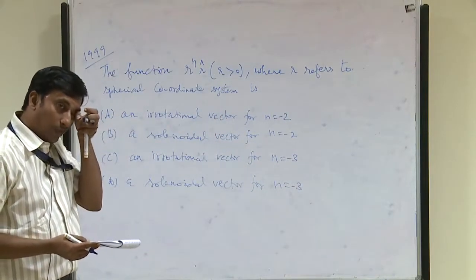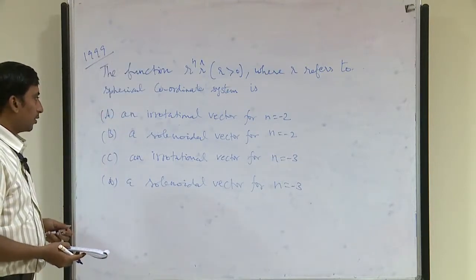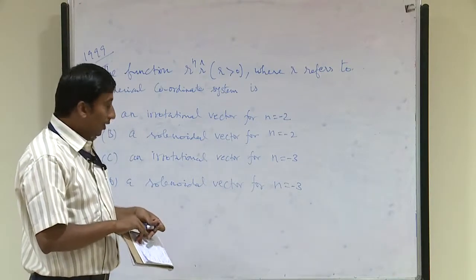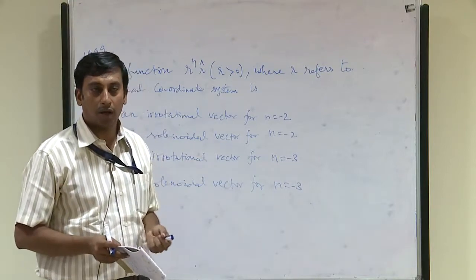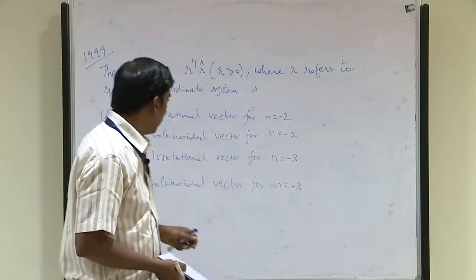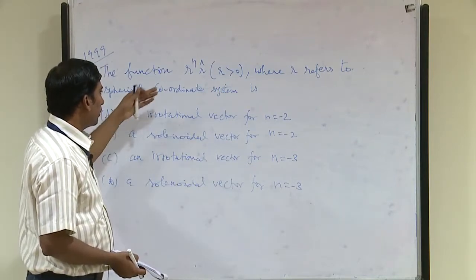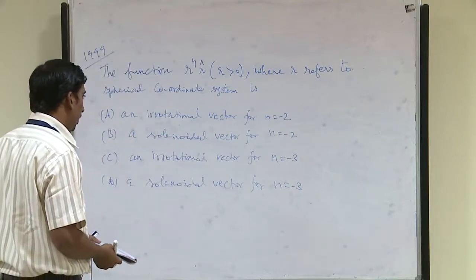So what do we need to evaluate? So here, so which are all the answers which are not going to be correct is A and C, because the given vector field is only a function of position R alone. So because of that, it will be irrotational for any n, irrespective of any value of n.